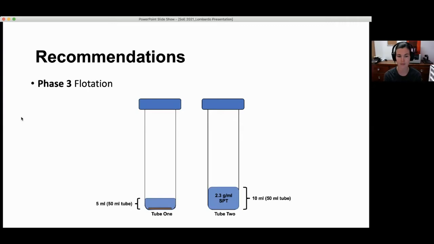So another 15 milliliters is added into tube one, and we now have 20 milliliters. You can click again. 2.3 SPT in tube one, and it's centrifuged again at 3000 RPM for 5 minutes.